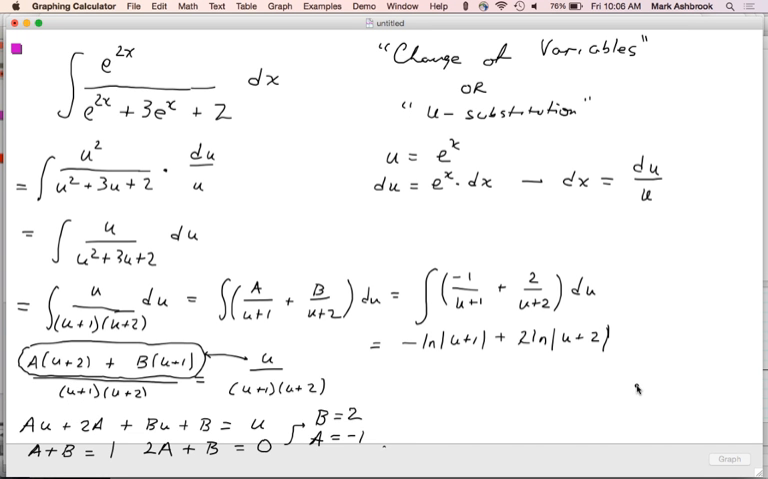Okay, and so now what? Our original problem wasn't in terms of u, it was in terms of x. So once we do that antiderivative with the new variable, then we're ready to rewrite the answer in terms of x. How do we do that? Well, what is u? It's e to the x. So now we're ready to go back and say negative ln of e to the x plus 1 plus 2 ln of e to the x plus 2. Sorry. Yeah, that's right. And then we'll put the C on here in the end.